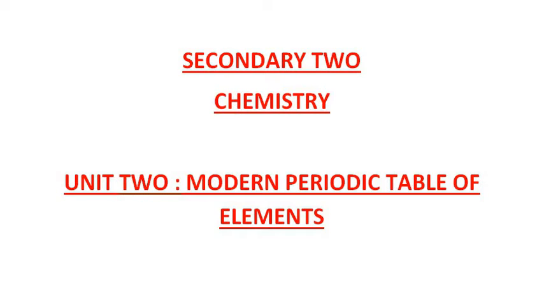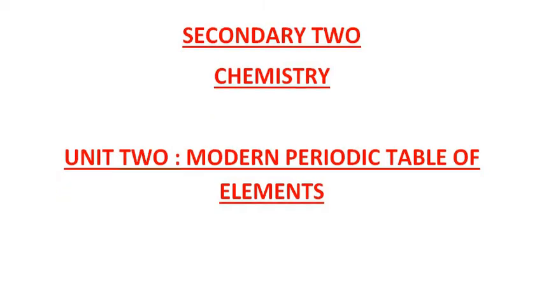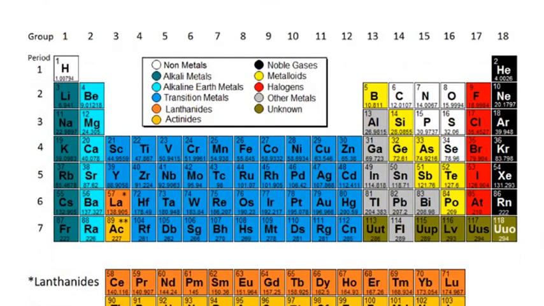Now we are going to learn a new unit, Unit 2 in chemistry: the modern periodic table of elements. Elements are arranged in a table called the modern periodic table. This is not the first trial for ordering elements. There was the Mendeleev periodic table, which has many disadvantages that you have studied before. Now we are going to learn the modern periodic table.